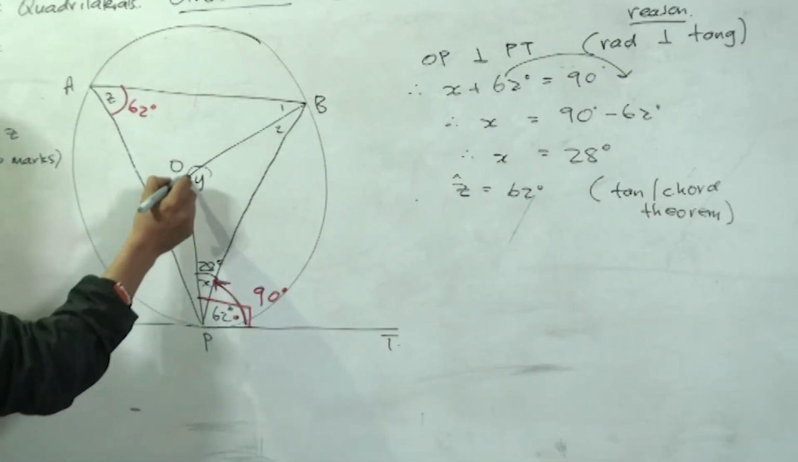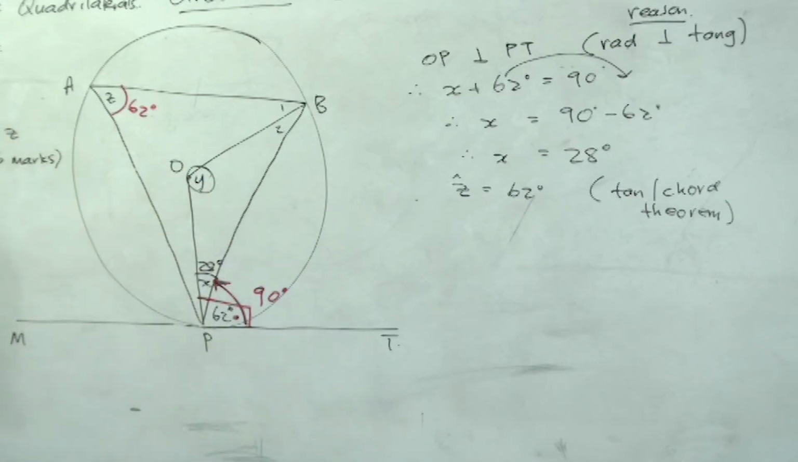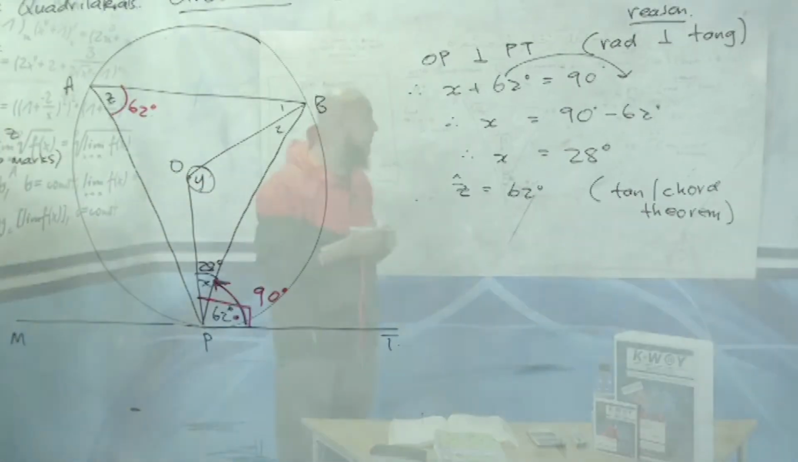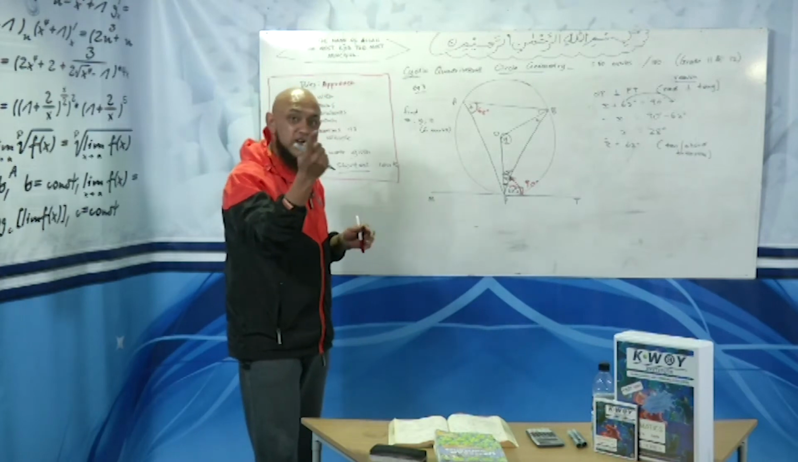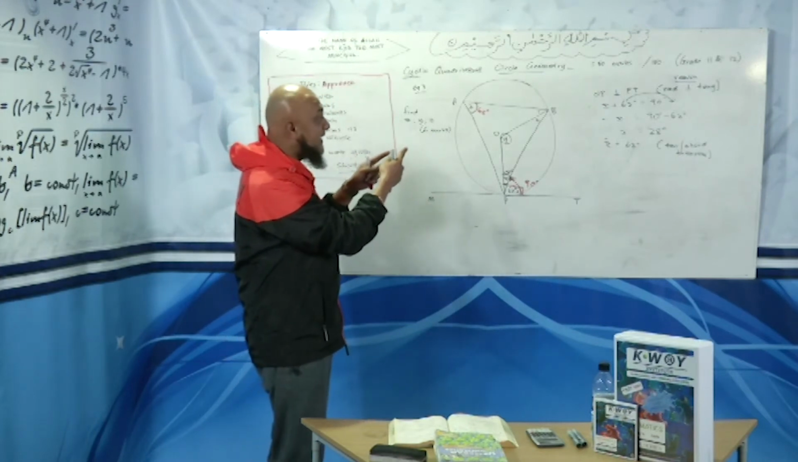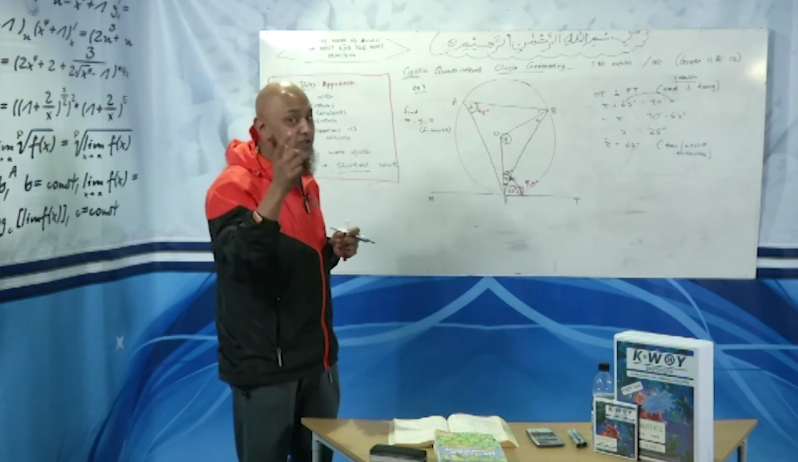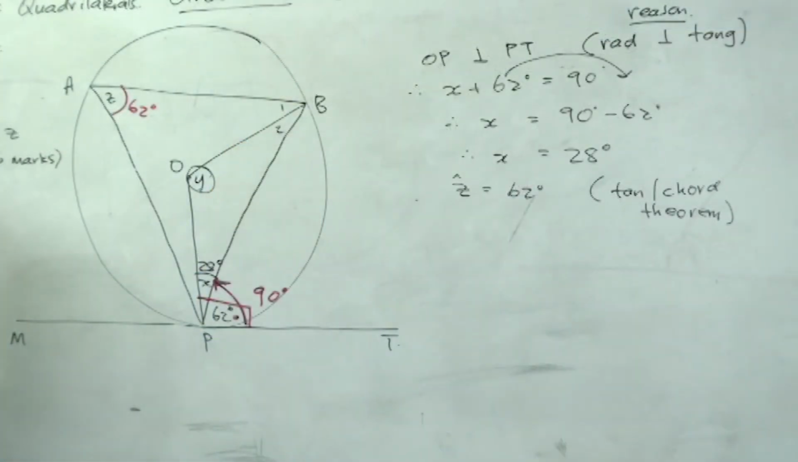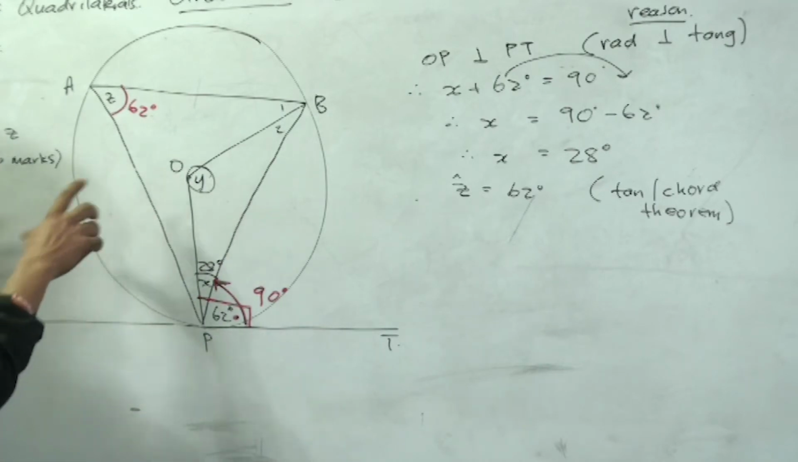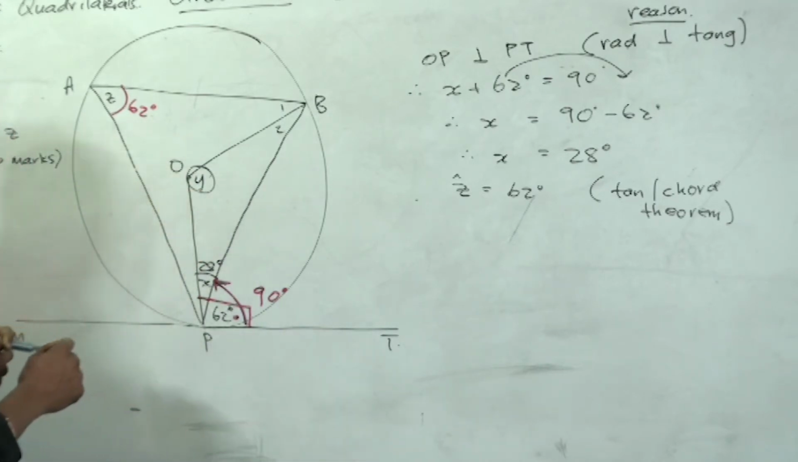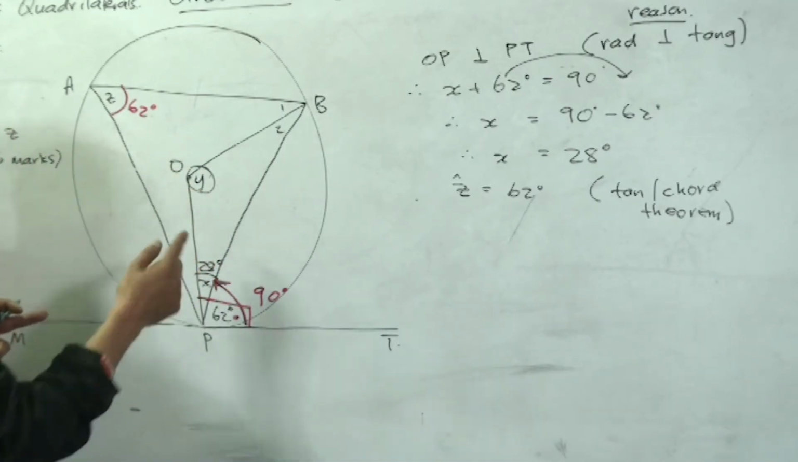Which is the only angle that we are now short of? We are now short of angle y. There are two ways. I don't know if you've identified it by looking at the diagram. There are two ways of getting to angle y. Can you identify the two ways? Can you identify two ways of getting to y? Hear me out.